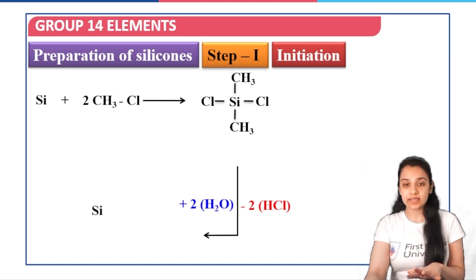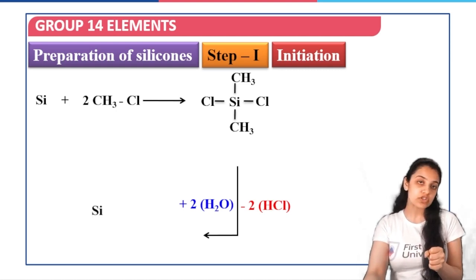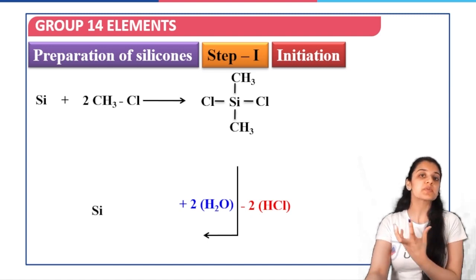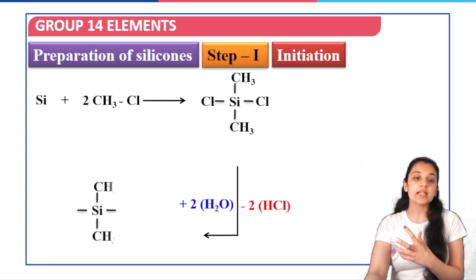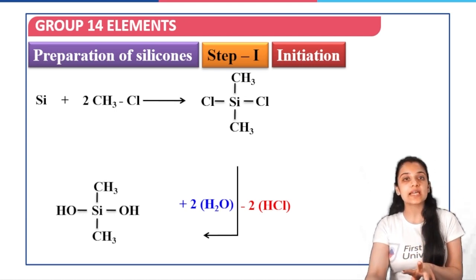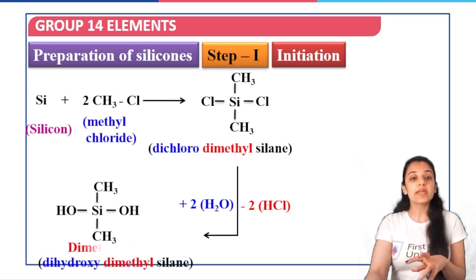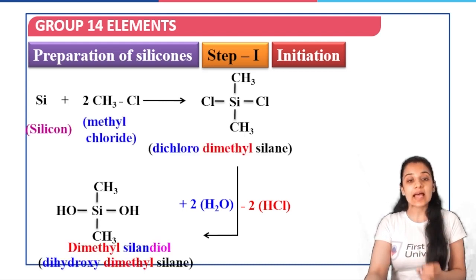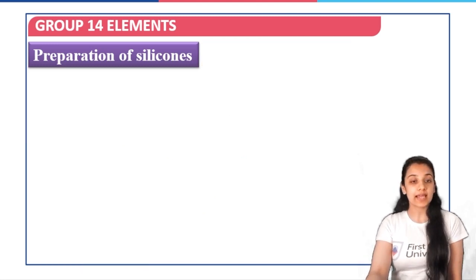dimethyl dichlorosilane. Now, for condensation polymerization, we need to remove some small molecules. Say we are adding water and removing HCl, so what we'll get is CH3 remains as such, and in place of the 2 Cl atoms, we'll have 2 OH moieties. So what we get is dimethyl silane diol, or you can call it dihydroxy dimethyl silane.